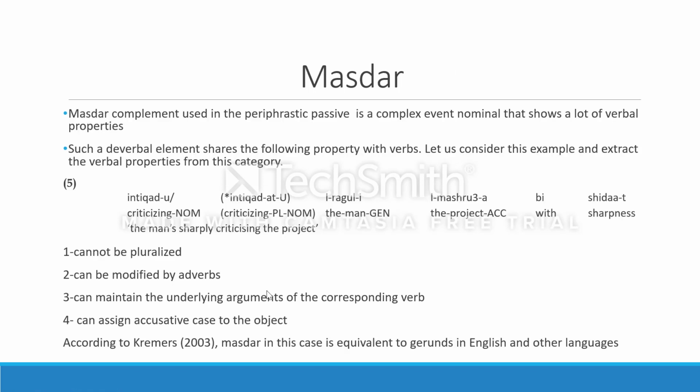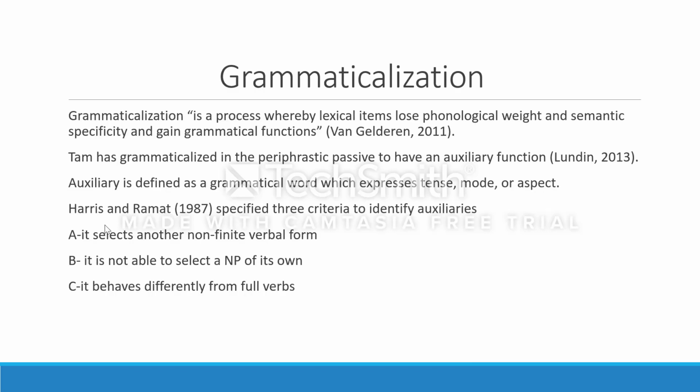In order to understand what I mean by masdar, I'll present properties that masdars have in common with verbs. Cremers 2003 provides the following example to argue that masdars are actually similar to verbs. In this sentence, intiqadu is the masdar. As we can see, we cannot pluralize the masdar, and the sentence is ungrammatical when it's pluralized. Also, it allows the adverb bishiddatin to modify it. Also, it maintains the underlying structure of its corresponding verb. It also assigns accusative case to its object, which is al-mashruha. So based on all these properties, Cremers 2003 concluded that masdars are equivalent to gerunds in English.